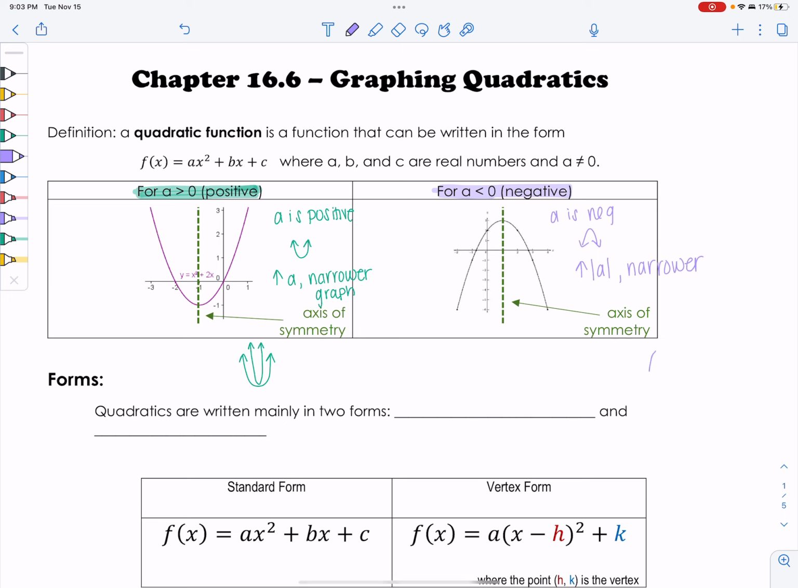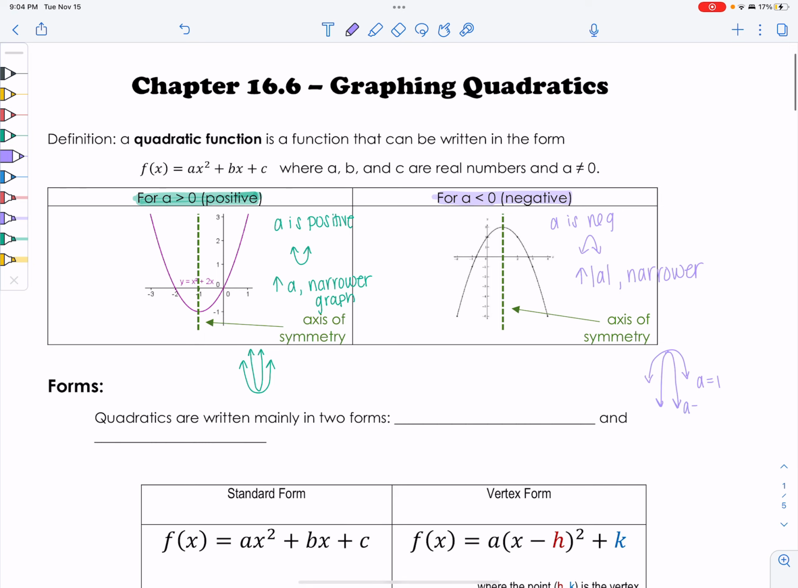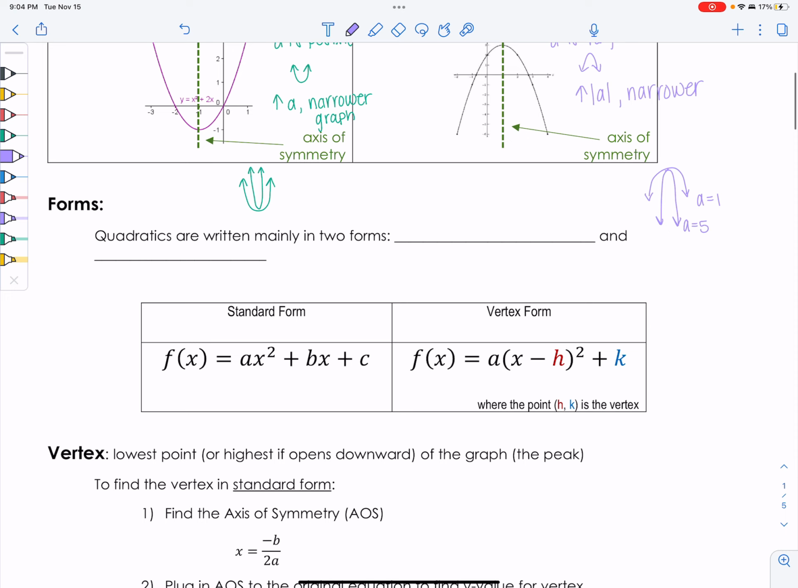So here, this may be a equals 1, but it's negative, that's why it's flipped upside down. This one may be a equals 5, and it's upside down, which just tells me that it's negative. Okay? All right, we have primarily two forms, and the two you can see on the screen.